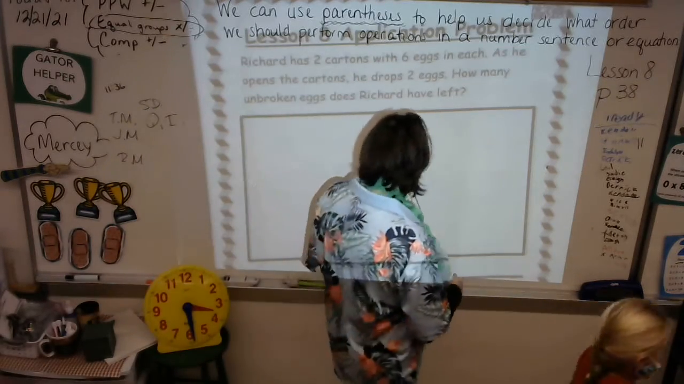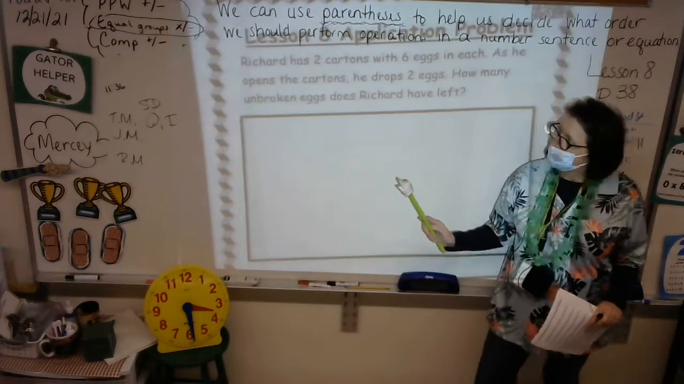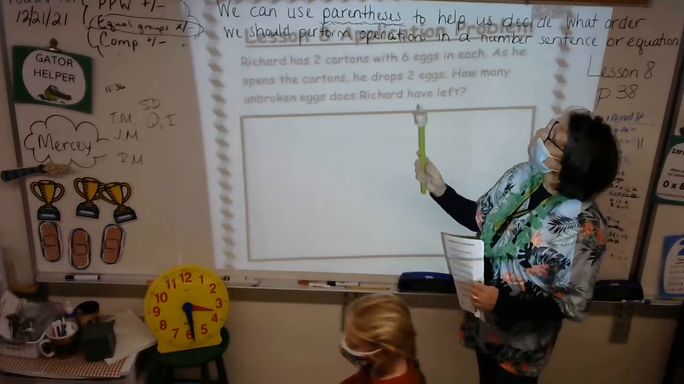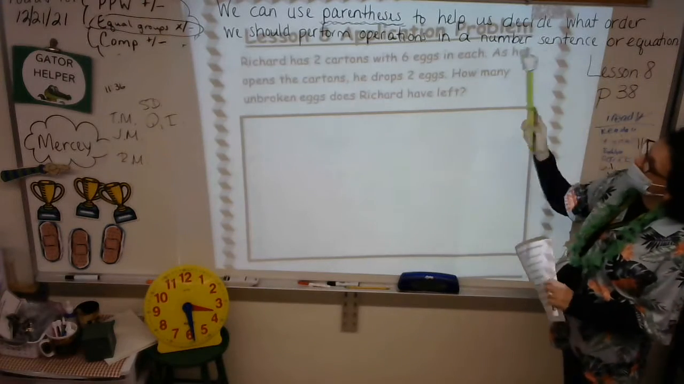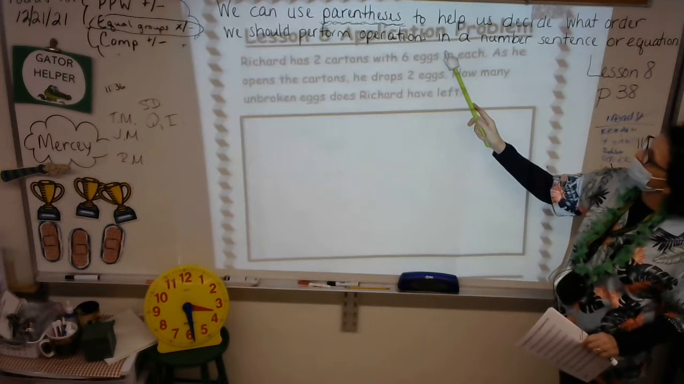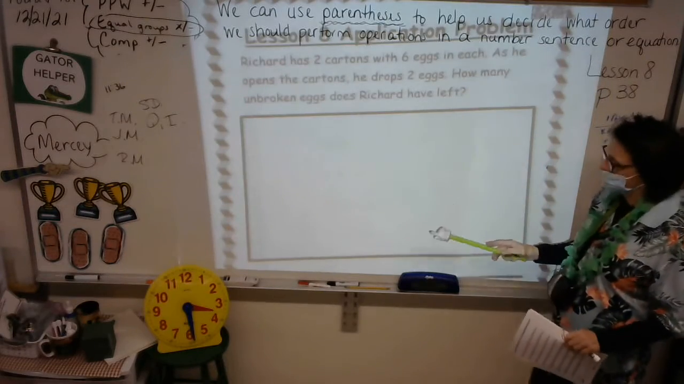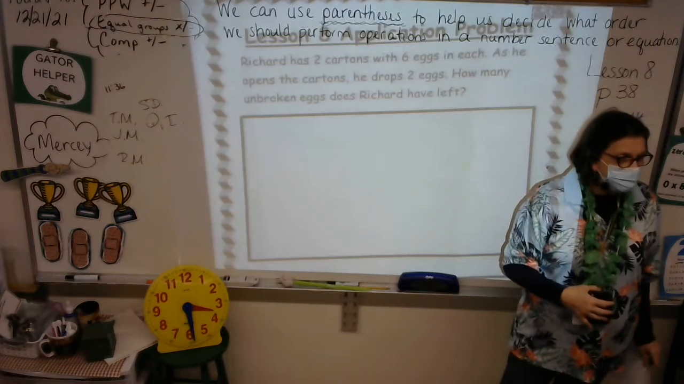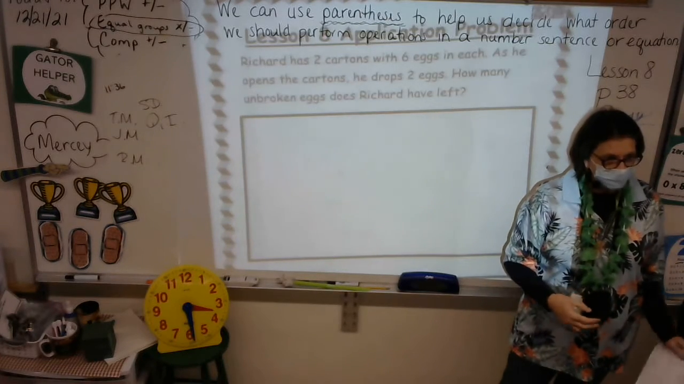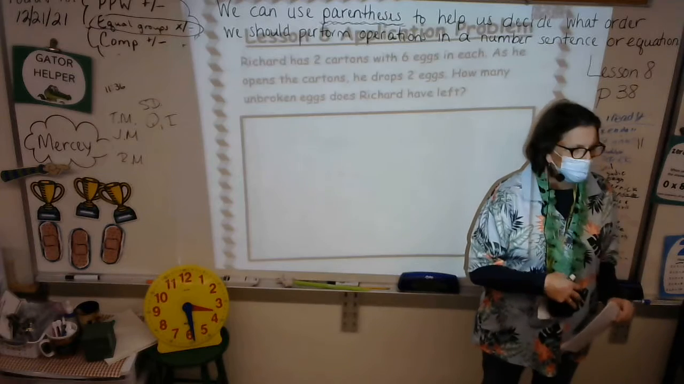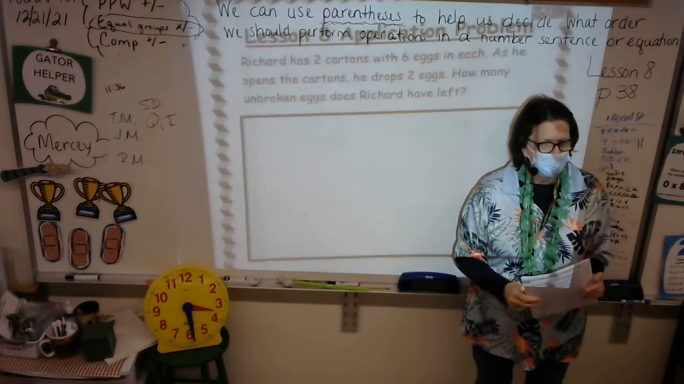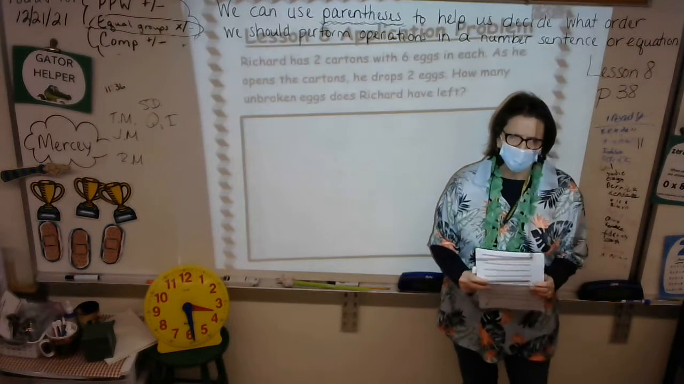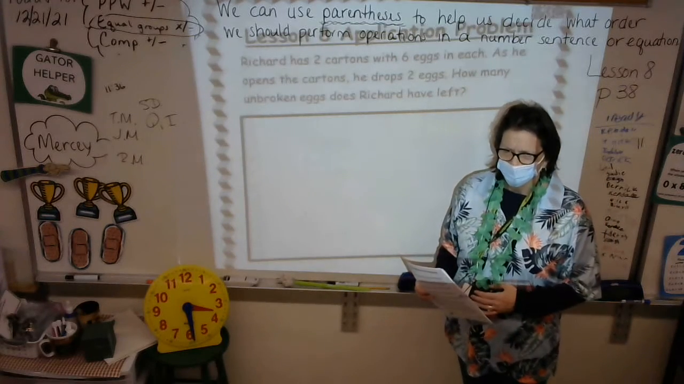So let's read our learning target together on the count of one, class. 3, 2, 1. We can use parentheses to help us decide what order we should perform operations in a number sentence or equation. So that's a lot of words, but does anybody know what parentheses are? Gavin, what are parentheses? No, they're not the commas. Isaac. It's those little half circles.